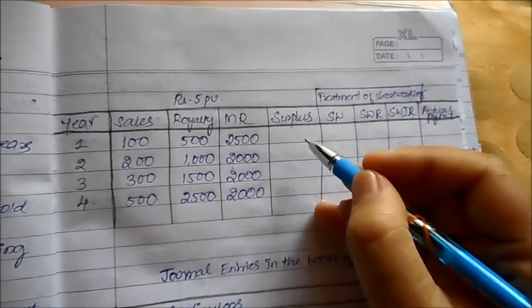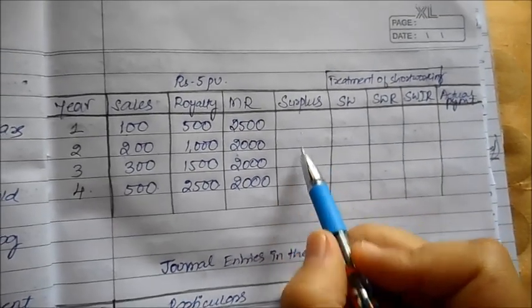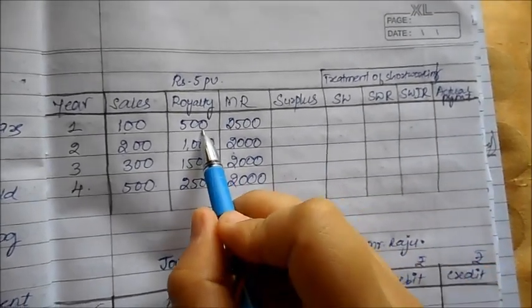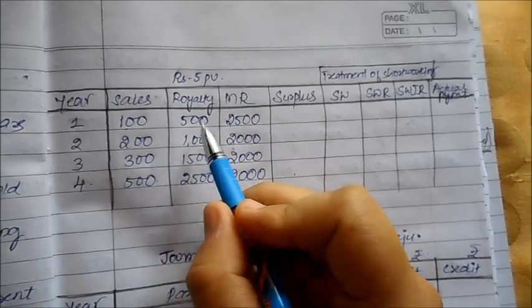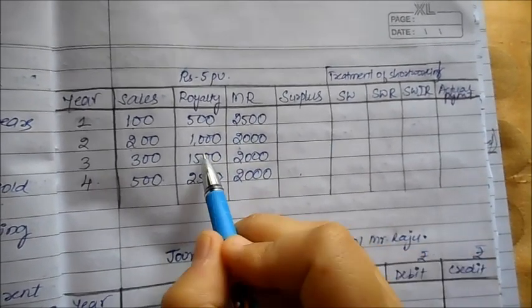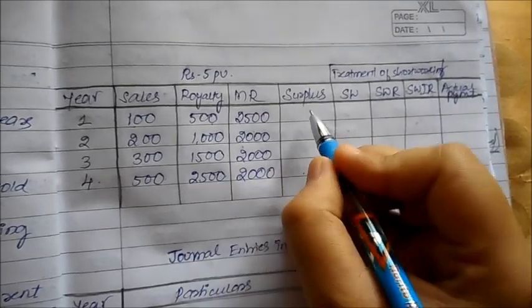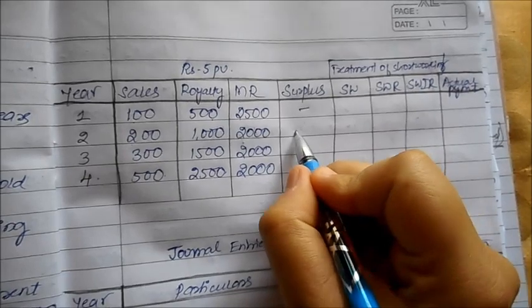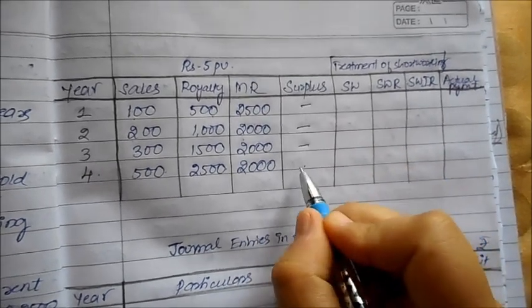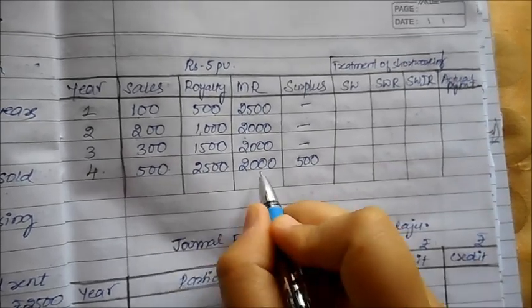Now what is pending is for us to find out surplus. How do we find out surplus? Whenever you are calculating surplus, your royalty should always be more than the minimum rent. For you to arrive at surplus, royalty should be more than the minimum rent. Is royalty more? Is royalty more? Not here. But yes, definitely you will have a surplus of rupees 500 because royalty is more than the minimum rent.